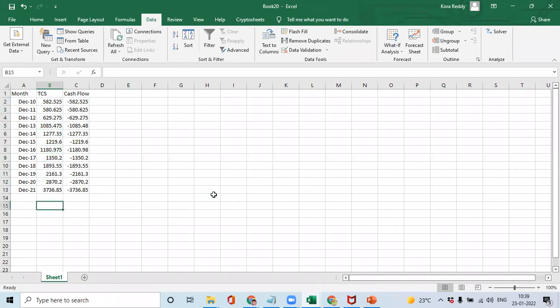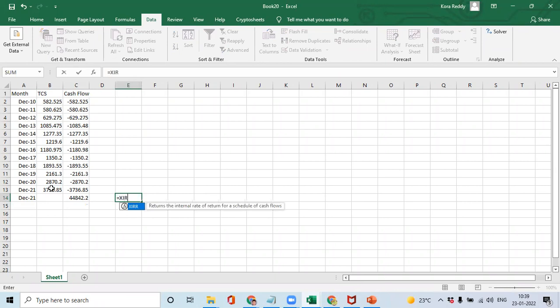So what is the money that you now have? We have 12 into 3,700, which is the price. So it is worth 44,000. So you put 0. These are the values and these are the dates.